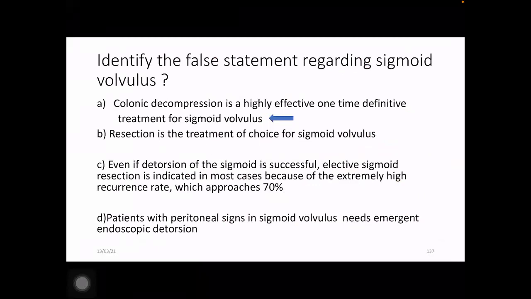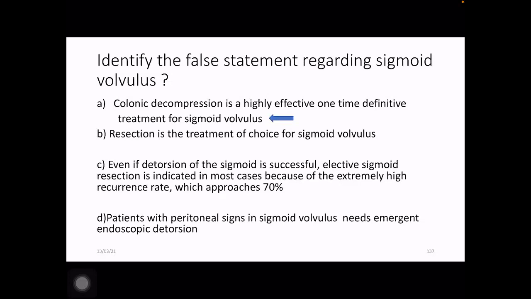Fine, I'll go ahead. So I'll tell you in a nutshell about sigmoid volvulus. Identify the false statement regarding sigmoid volvulus. Colonic decompression is a highly effective one-time definitive treatment for sigmoid volvulus. So the answer is, mark it. It is false. Can you tell me why it is false? I think you would have managed enough sigmoid volvulus. Recurrent, yeah, definitely. Colonic decompression is not a definitive treatment. It is just a bridging treatment for a patient who presents to you with acute sigmoid volvulus.